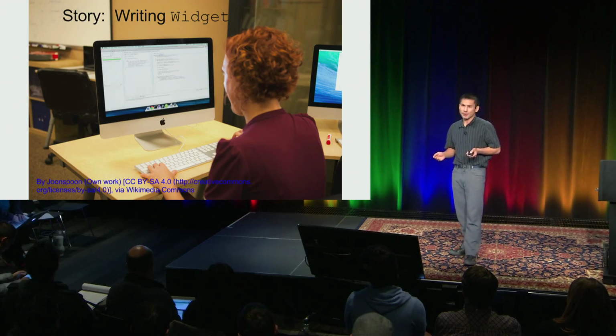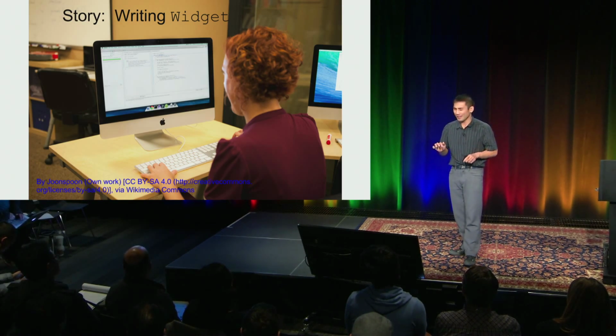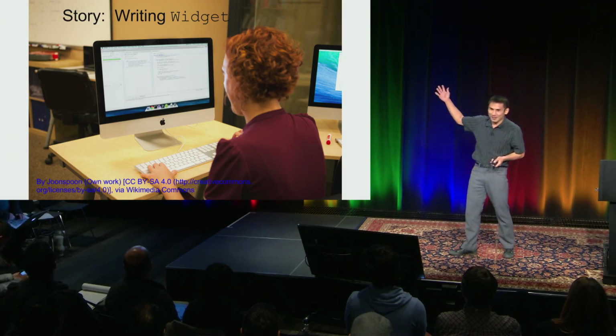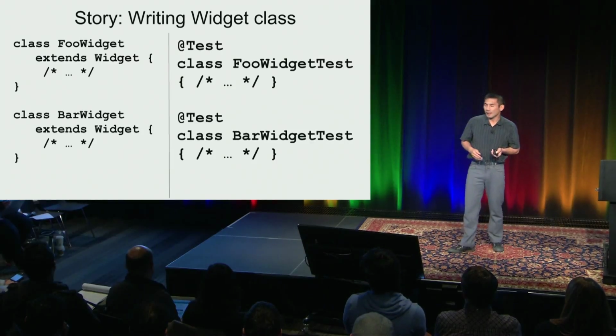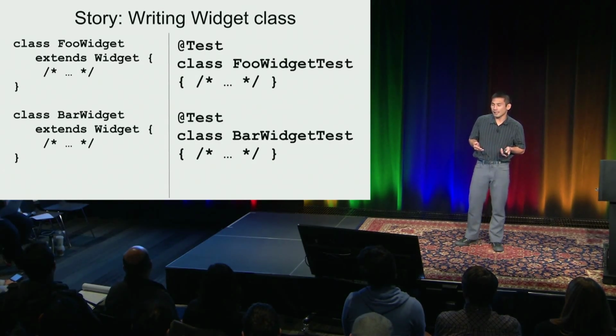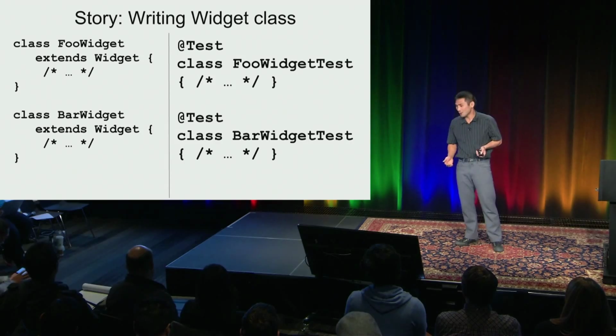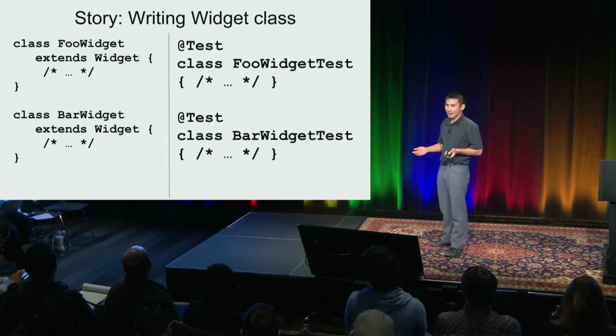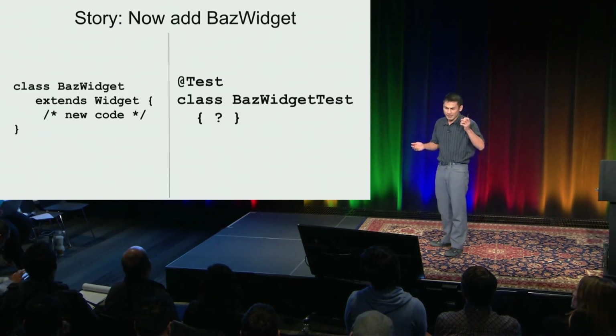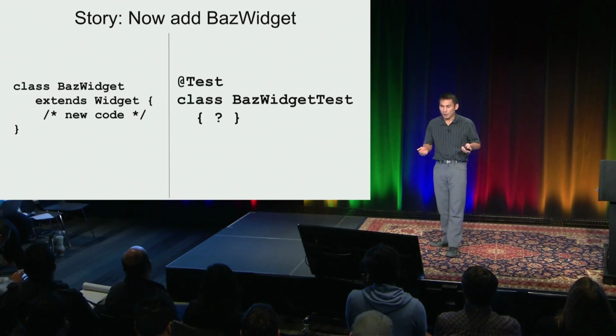And so let's tell a story. Let's say this is Alice, and Alice is writing some code. So Alice is writing a widget class, OK? And let's say that there are classes foo-widget and there are classes bar-widget. Because Alice is programming in a sane way, there's also tests. So there's foo-widget test, and then there's bar-widget test. OK, so that's great. Now Alice's task is to add a new BazWidget, right?